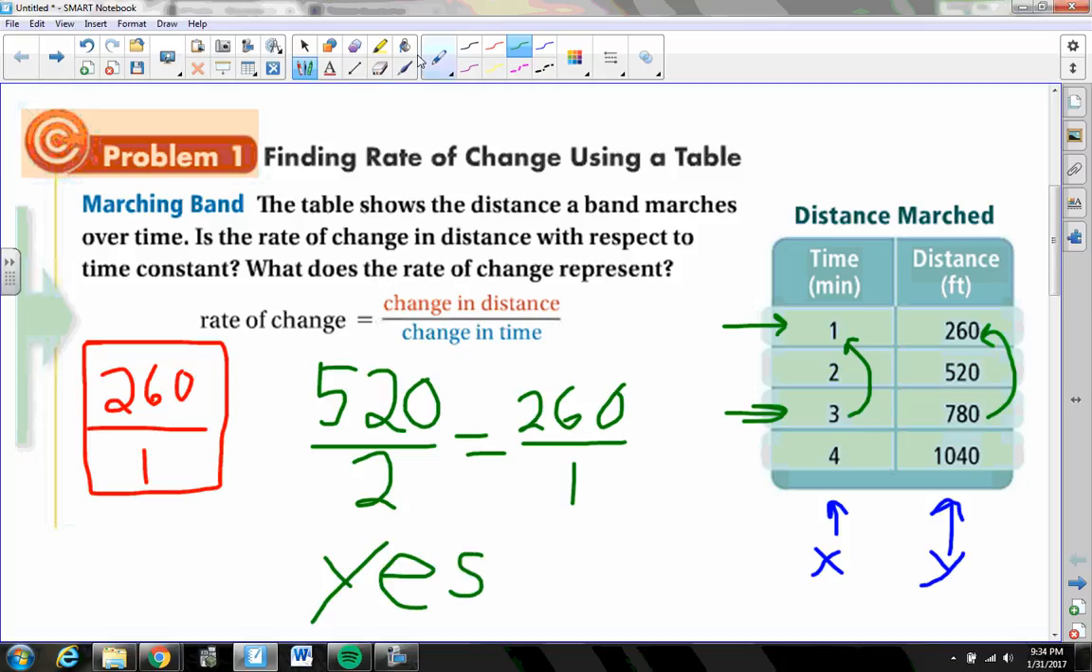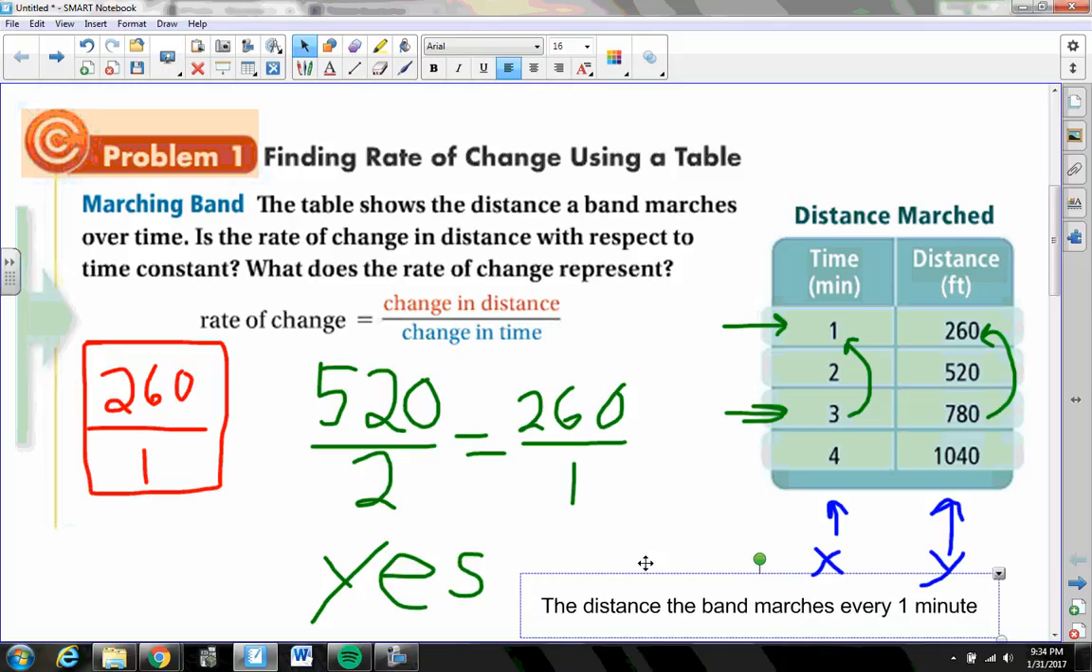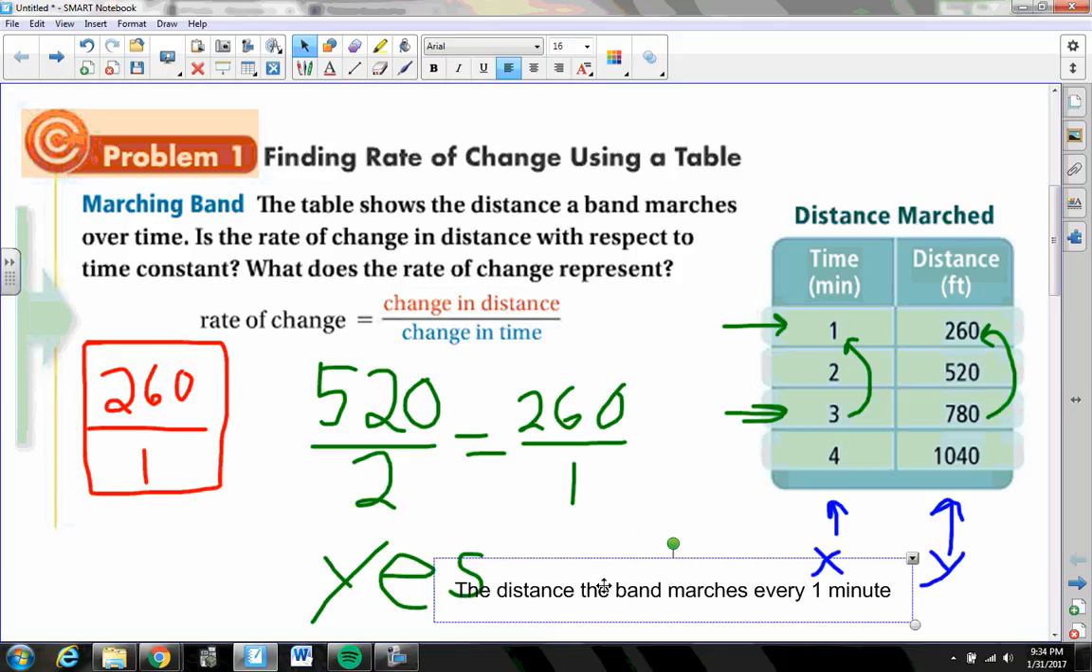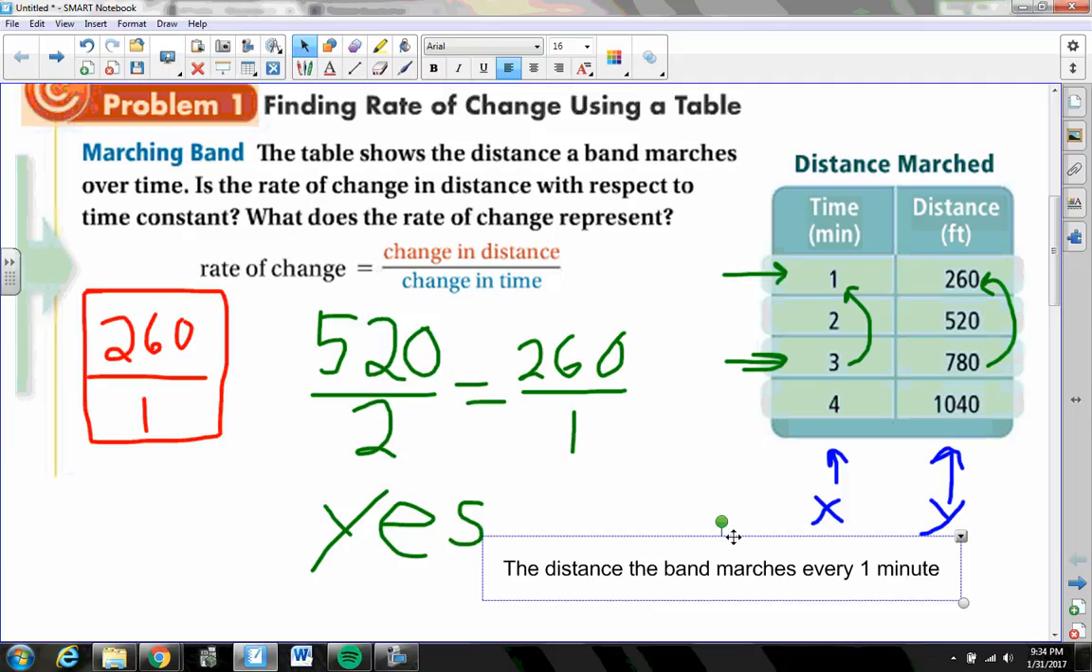What does the rate of change represent? Well, the rate of change represents the distance the band marches every 1 minute. Right? The distance the band marches every 1 minute is what the rate of change means in this case. Okay? So that's what rate of change is.